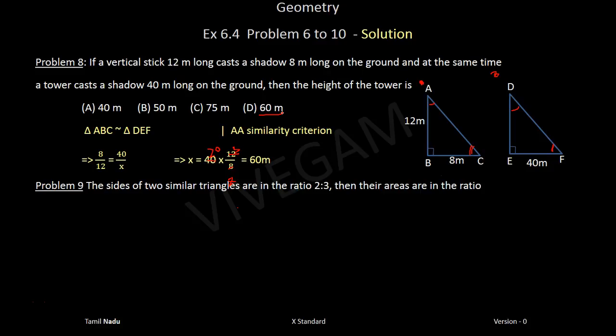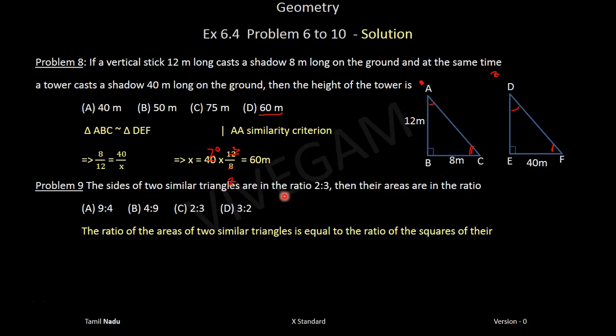Now let's go to problem 9. The sides of two similar triangles are in the ratio 2:3. Their areas are in the ratio. We know the formula: the ratio of the areas of two similar triangles is equal to the ratio of the squares of their corresponding sides. Since the ratio of the corresponding sides of the similar triangles is 2:3, the ratio will be 2 square is to 3 square. So that is 4:9. It's a simple problem if you know this fact.